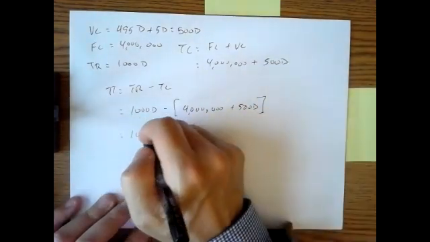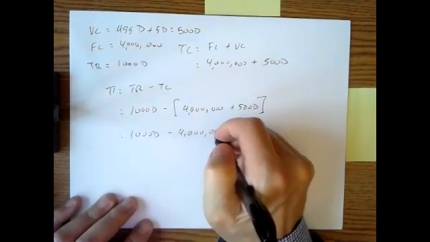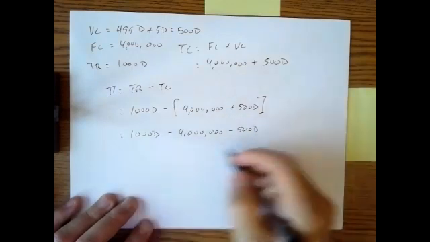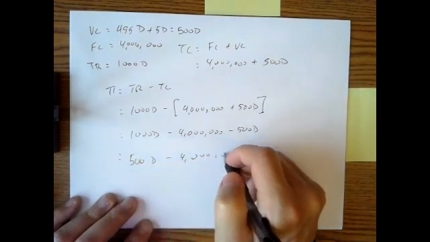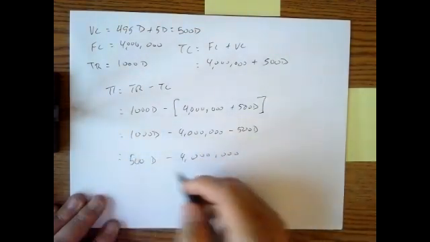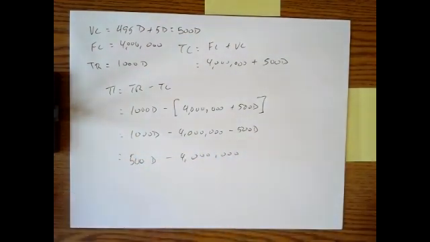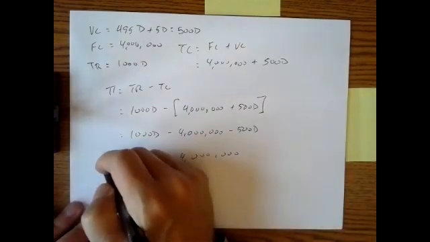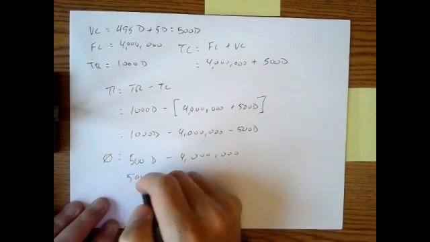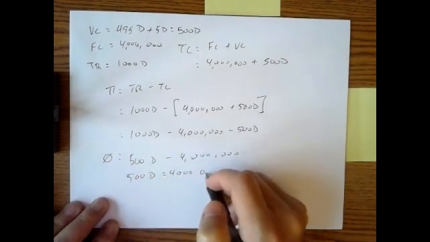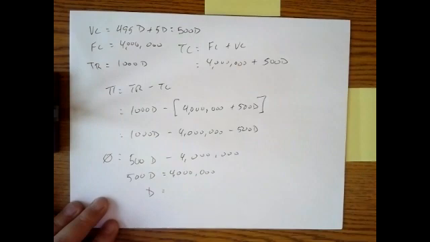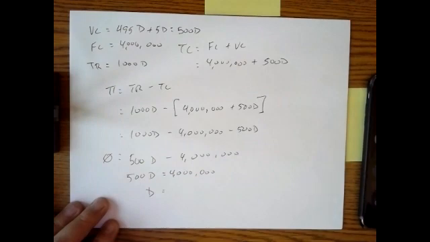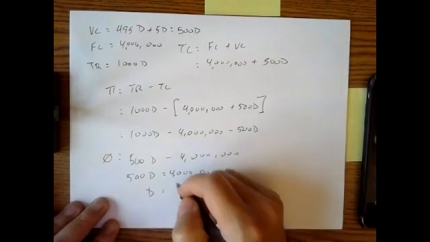And distributing the negative, we get 1,000D minus 4 million minus 500D. Consolidate terms, we get 500D minus 4 million is our profit function. So if we want to find break even for the number of discharges, we set profit equal to 0. We add 4 million to both sides, we get 500D equals 4 million. Then we just divide both sides by 500, and we get 4 million divided by 500, yeah, 8,000.